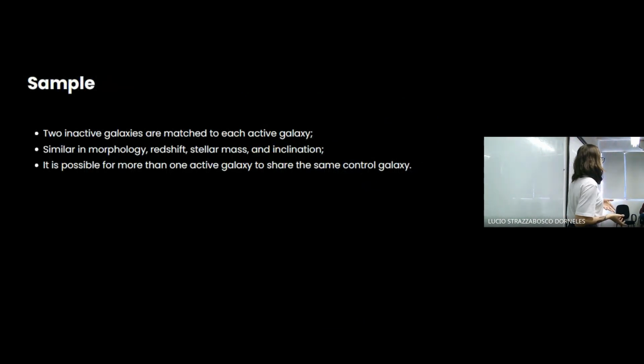To investigate the effect of the AGN in the whole galaxy, it's very important to define a control sample. Our control sample is composed of two inactive galaxies matched to each active galaxy. They are similar in morphology, redshift, stellar mass, and inclination, being possible for more than one active galaxy to share the same control galaxy.